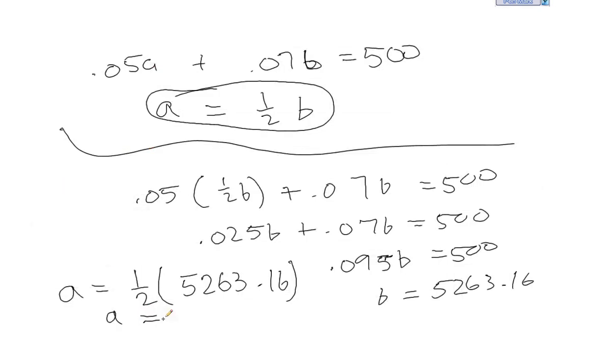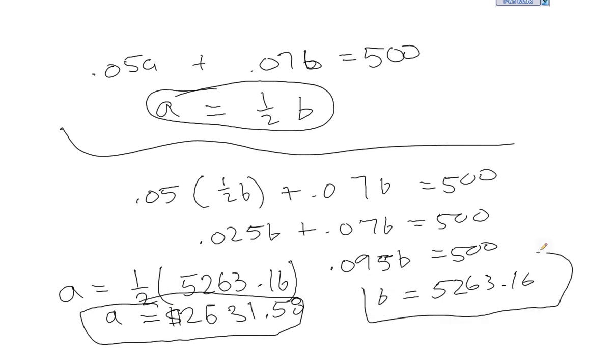So A equals 2631.58. And there's my answer. That's how many dollars I should put into account A. This is how many dollars I should put into account B.